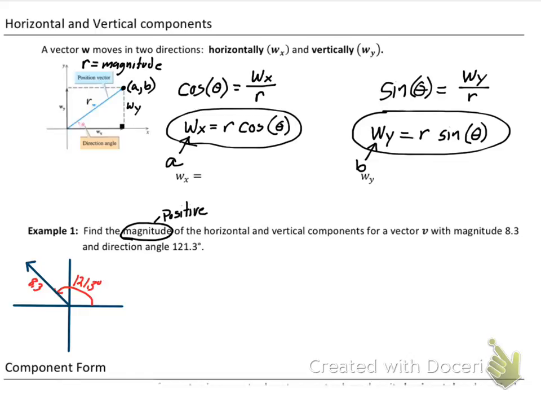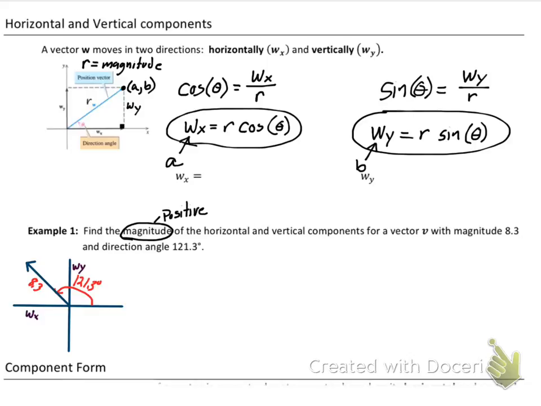I want to know what is the distance it travels this way and what is our vertical distance. All right, so I'm trying to find this distance and this distance. So this is my wx, that's my horizontal. My wy is going to be on this side, or my vertical. It's not overly important, but it's good to know what we're talking about and you're not just plugging things in for some reason. Although we can just plug stuff in now.